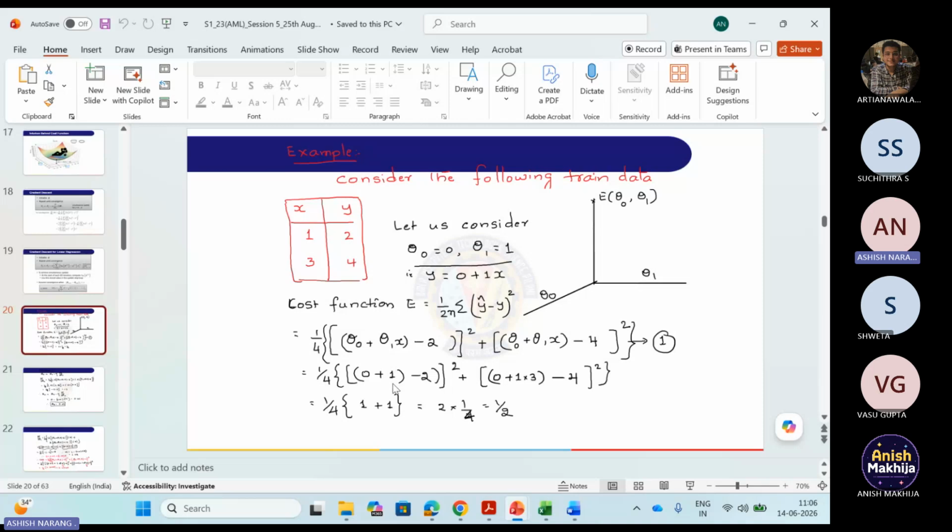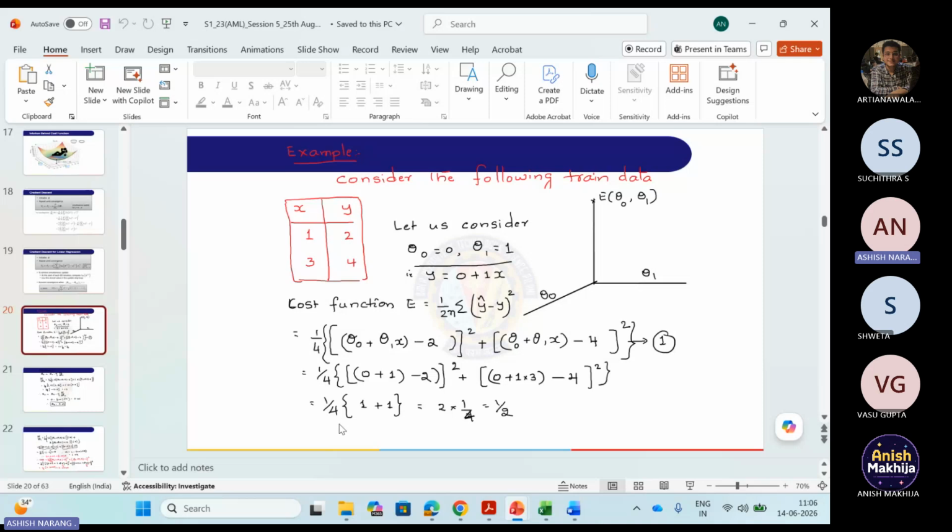So first time I plug in 1, second time I plug in 3. So I have to square it. So 1 minus 2 is minus 1, but I have to take a square, so it will become plus 1. 3 minus 4, again it will become plus 1. So 1 plus 1 is 2. Outside it is 1 by 4.